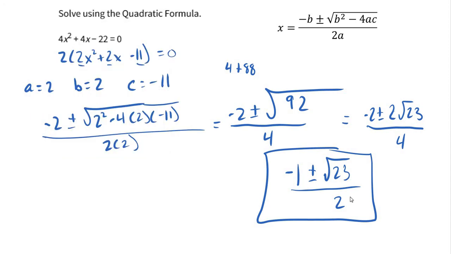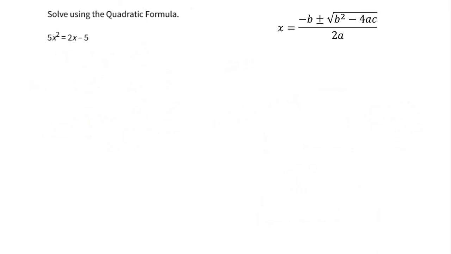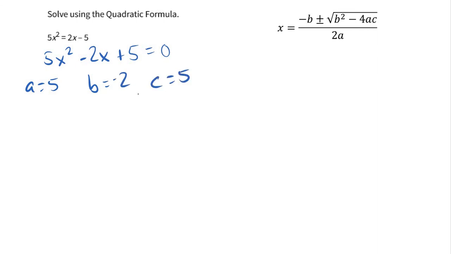Let me see if I can get rid of my calculator there. So a little bit of a process, but plug it in, use the formula, and then simplify things, clean them up. Let's do one more. So very similar. Now this one's not in the right form, so let's rearrange. So 5x squared minus 2x plus 5 equals 0. Again, make it ax squared plus bx plus c. So a equals 5, b equals negative 2, and c equals 5 for this one.